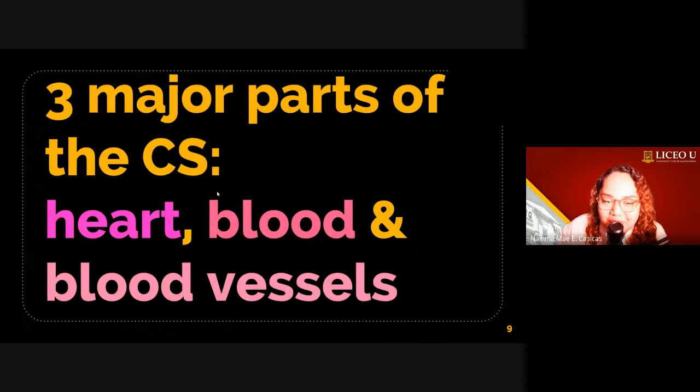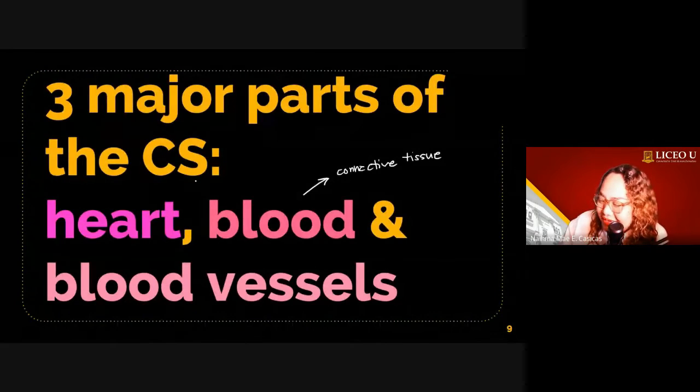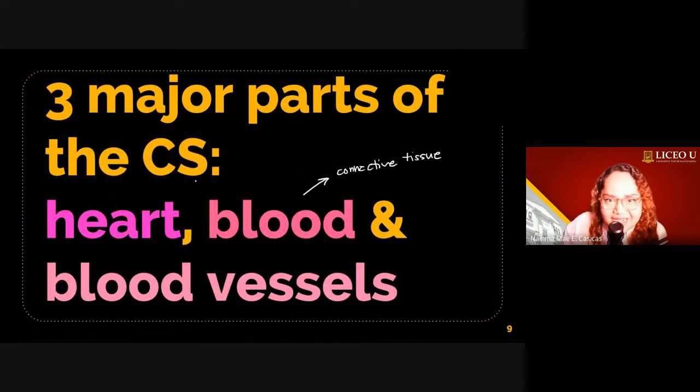Now there are three major parts of the circulatory system. It is the heart, which pumps the blood, the vessels, which are the passageway of your blood, and the blood itself. The blood is the medium. So if you remember, blood is a connective tissue. And this connective tissue, the blood, has a lot of components and a lot of tasks, and that is why we would consider blood as very dynamic. It has a lot of uses.